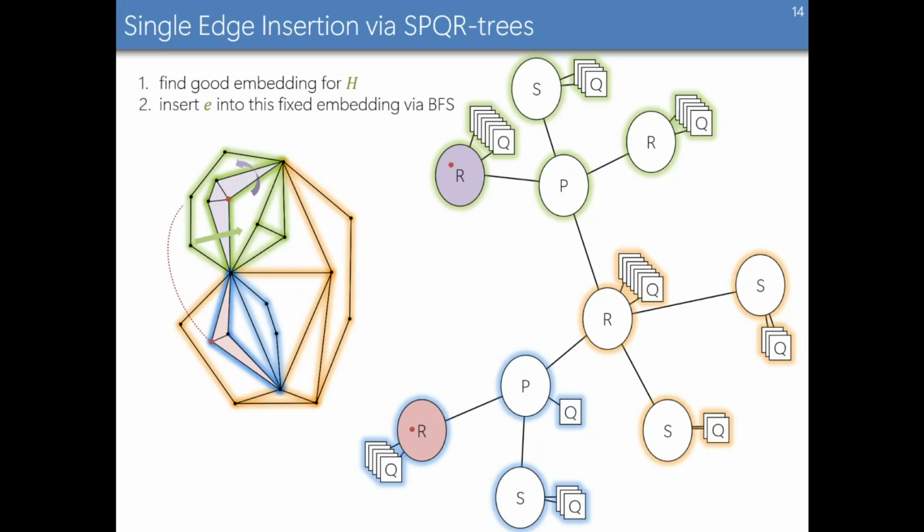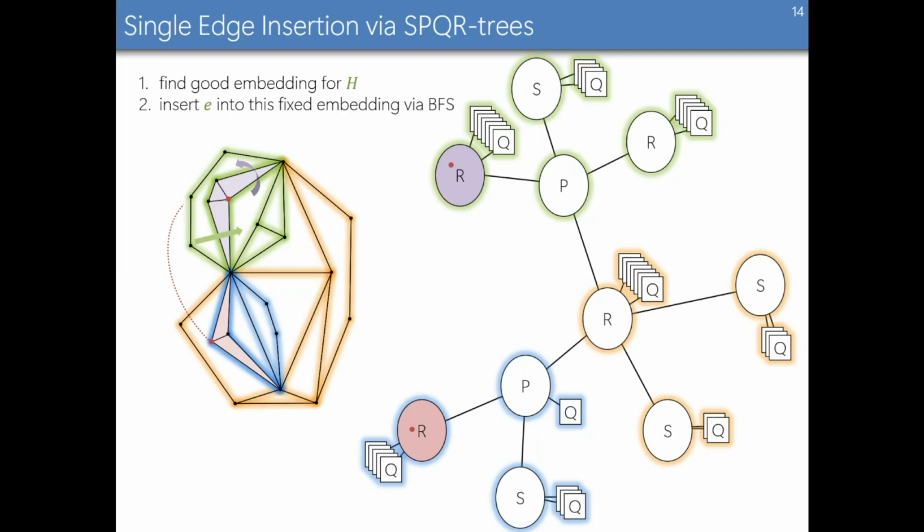So this SPQR tree is a decomposition of your graph into tri-connected components. If you don't know what it is, don't worry. It's just some kind of decomposition of the graph which describes parts of the graph in some reasonable way and just is of linear size.